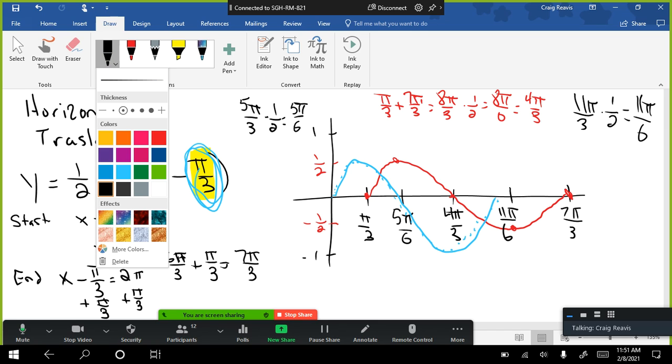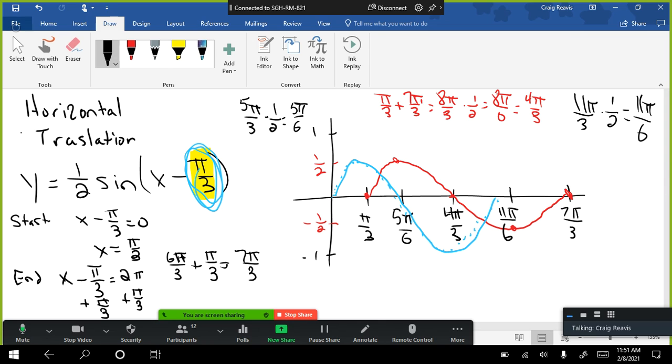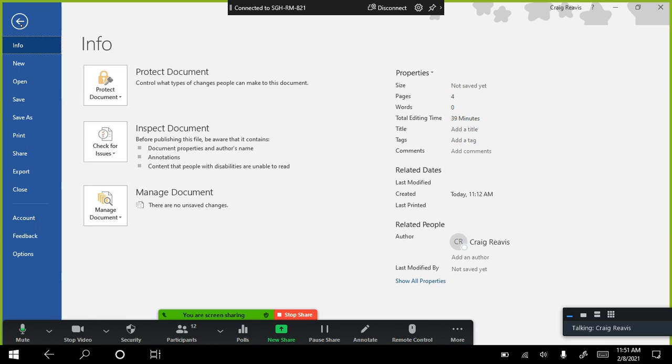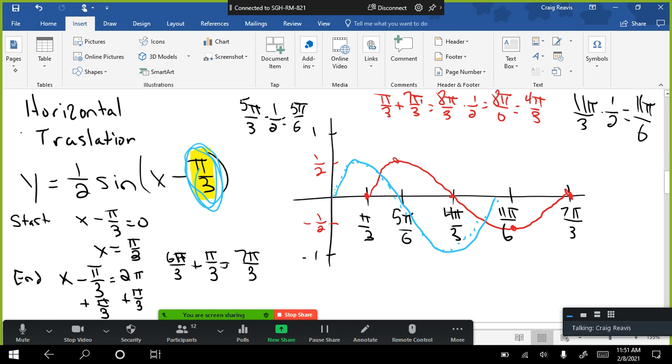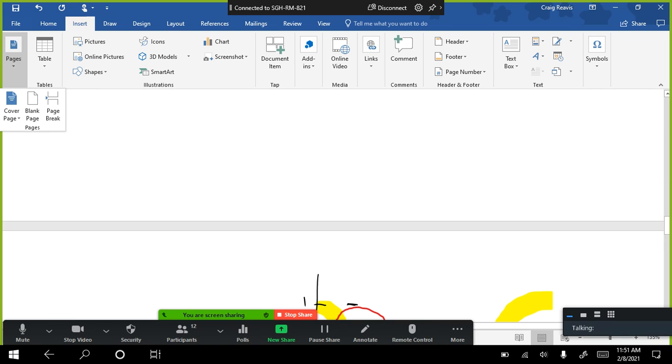All right, so the horizontal translation comes whenever we add or subtract something to the x variable. All right, now let's look at one more translation. I need to insert a page.